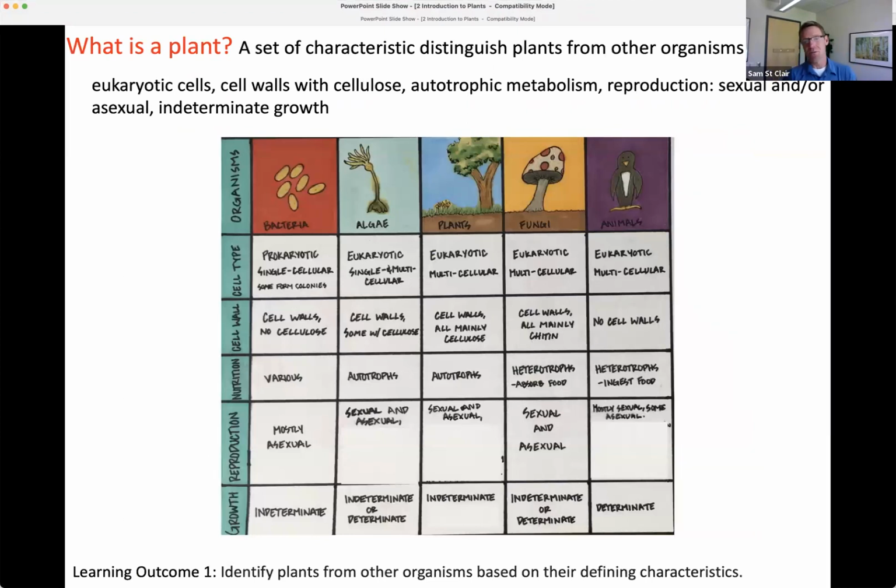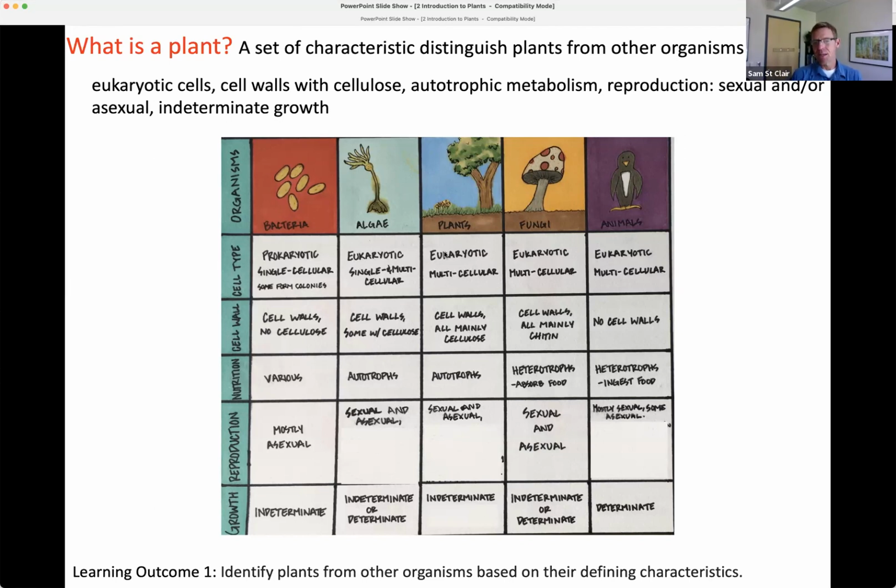Science uses 5 characteristics to distinguish plants from other types of organisms. In this table, you can see in this column each of the 5 characteristics with each of these categories that define what a plant is, and I've put them right up here. Plants have eukaryotic cells, cell walls with cellulose. They're photosynthetic, so their metabolism is autotrophic. The reproduction can be sexual or asexual, and their growth is indeterminate.